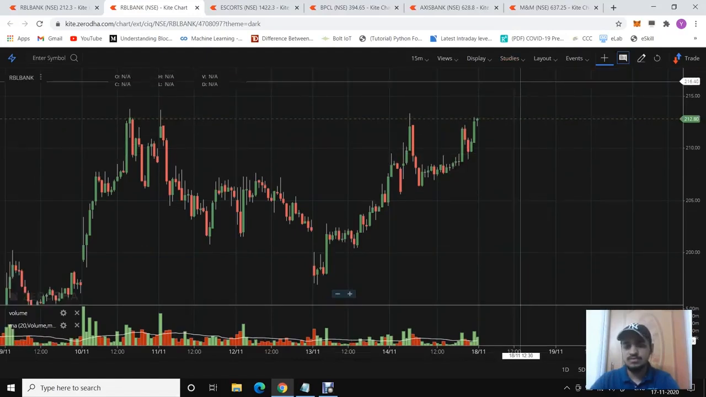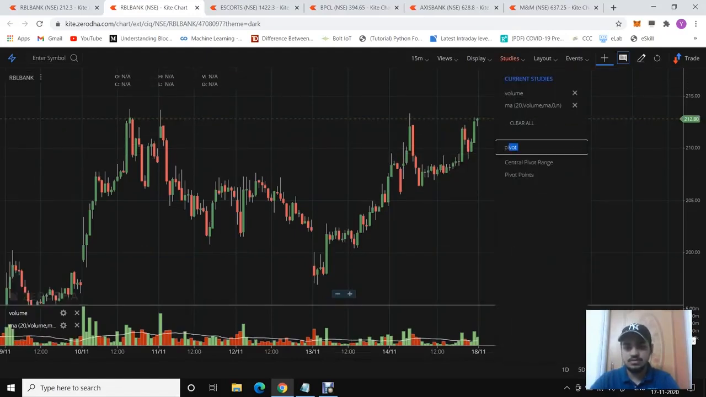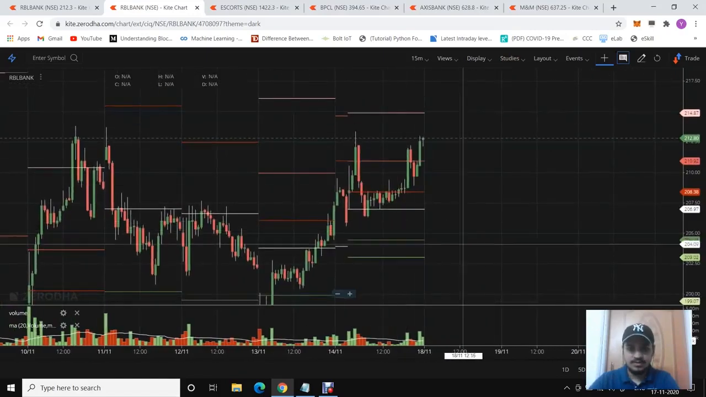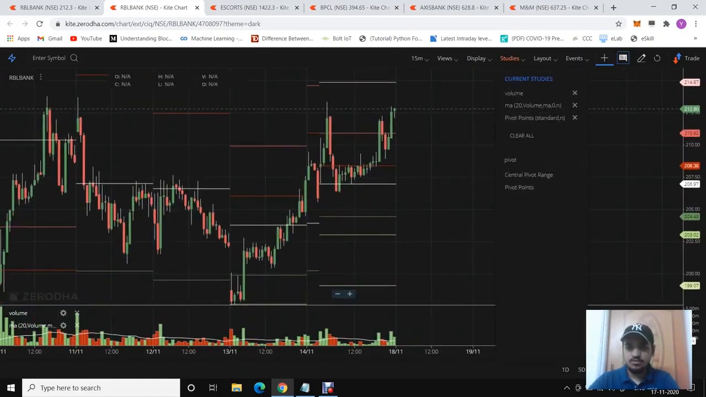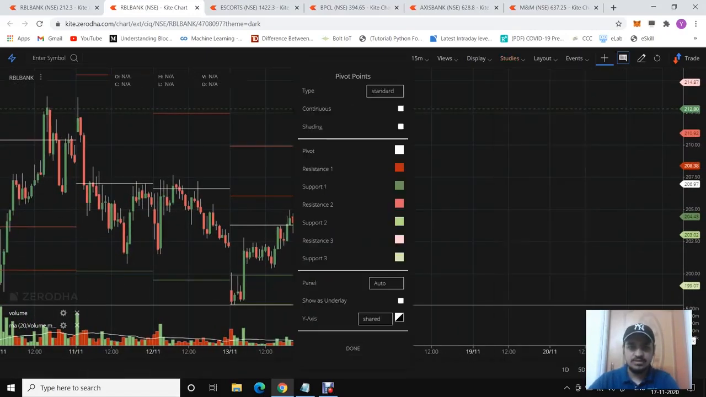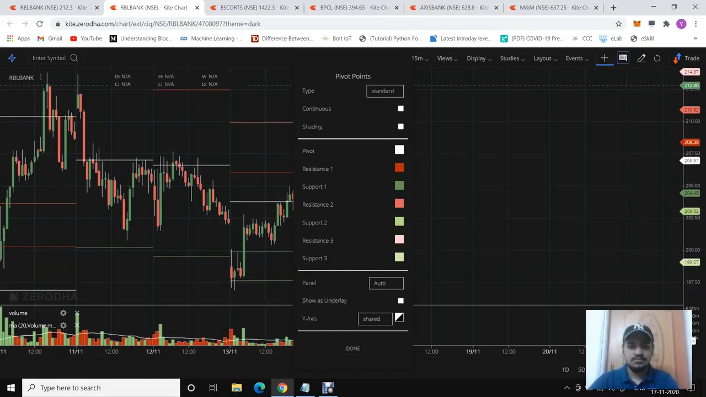In Zerodha's platform, you go to studies and you search for pivot points. When you search for pivot points, you'll get this option. Just select it and you'll get something like this. If you go back to the studies and select pivot points, in the settings you don't need to change anything. The only thing you need to know is that there are two types of pivot points, standard and Fibonacci. Actually there are more types of pivot points, but for this course we'll be sticking to these two types. Let's understand the standard first.